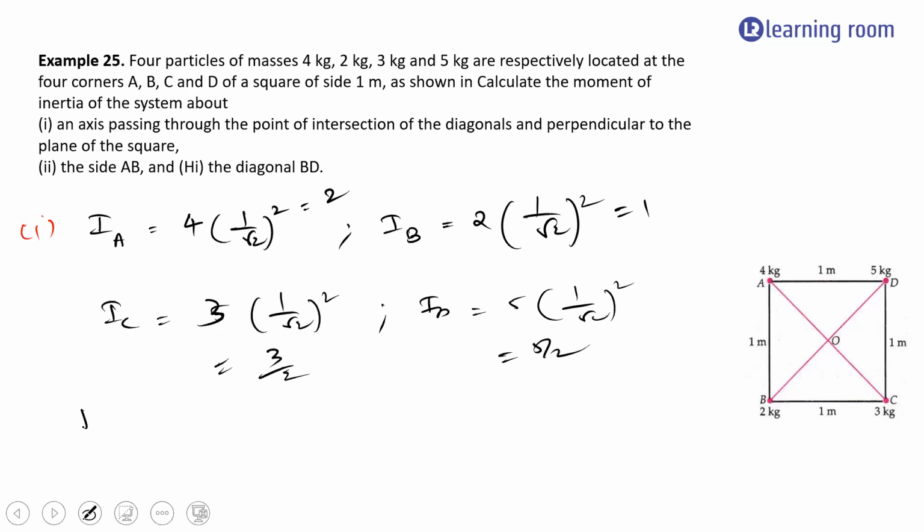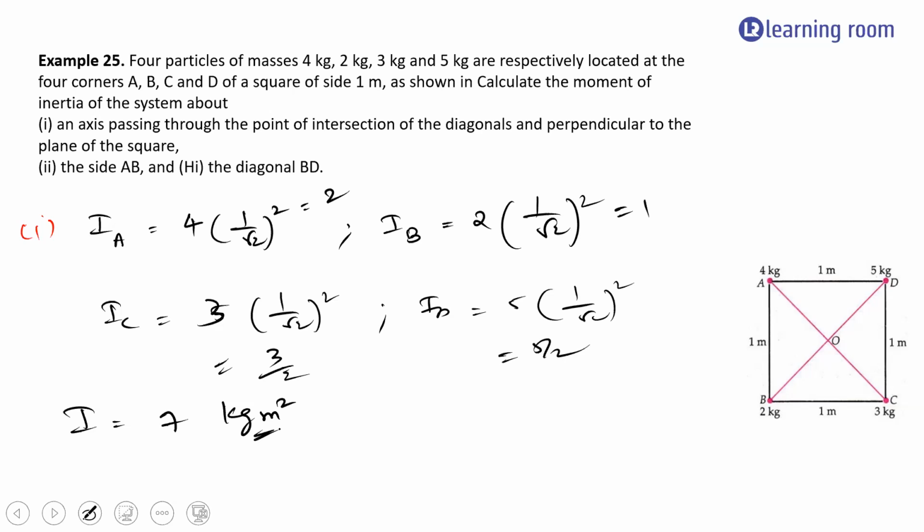So what is going to be the moment of inertia? It is a scalar quantity. So add them. Moment of inertia can't be negative. So just add them. 2 plus 1 is 3, 3 plus 3 by 2, and 3 by 2 plus 5 by 2 is going to be 4. So 4 plus 3 is going to give you 7. And look at the unit, kilogram meter square. Had it been in centimeter, you should write it as kilogram centimeter square. Okay.